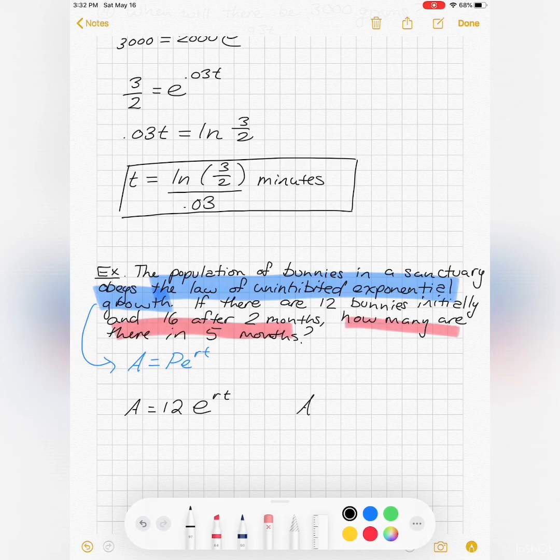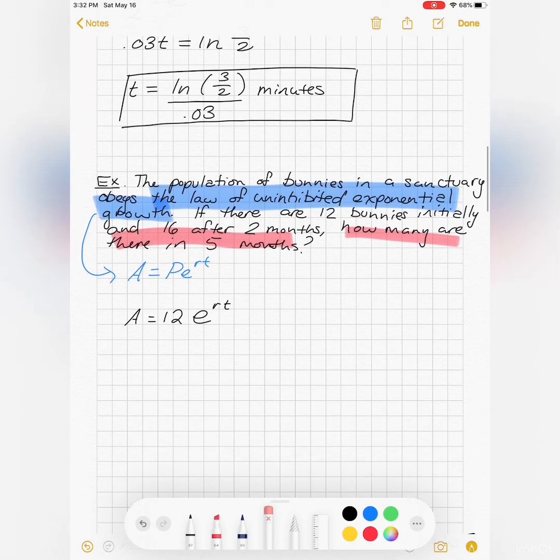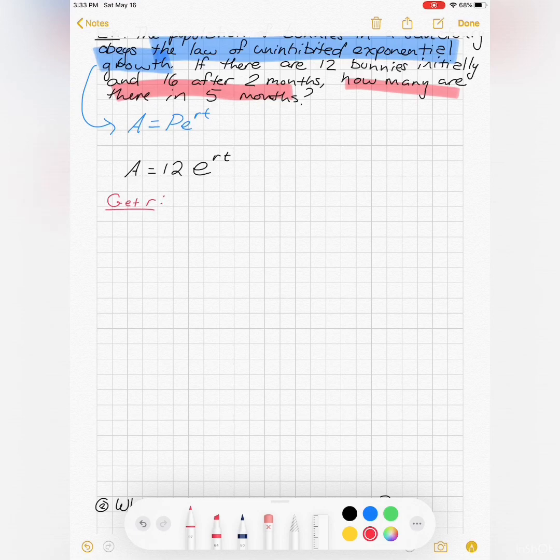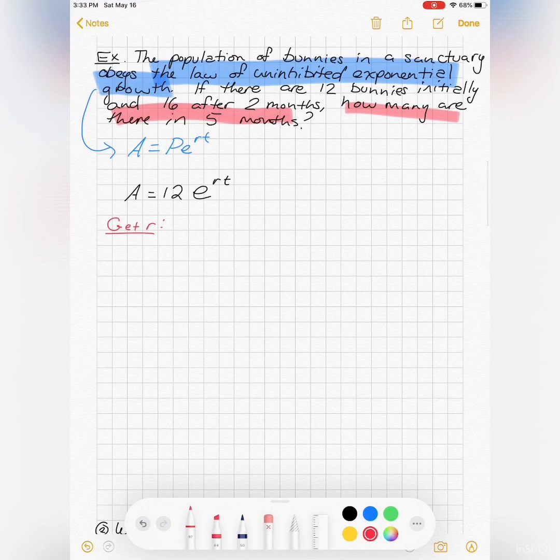So my goal would really be to plug in 5. But the thing is, I don't know the rate yet. So generally speaking, for this type of problem, the first thing I have to do is get the rate. So to get the rate, I need a pair. And so you see how here there are 12 initially. We counted for that.